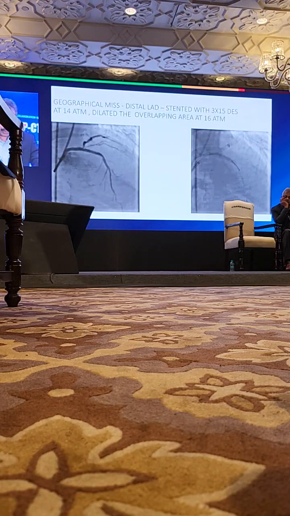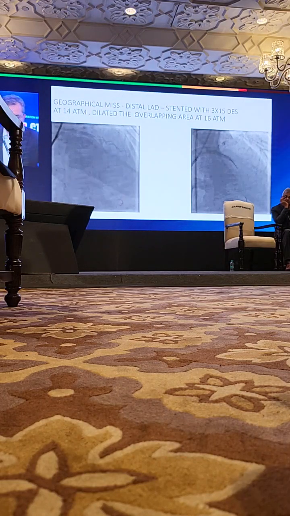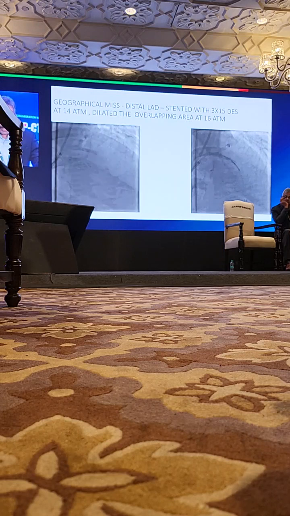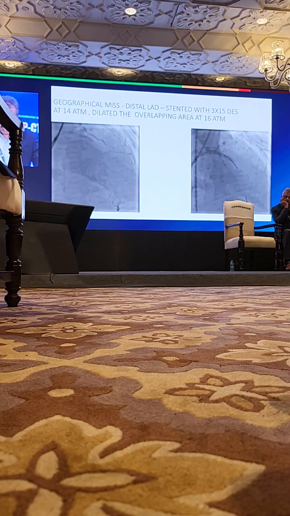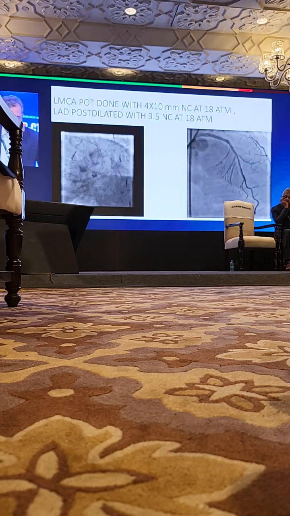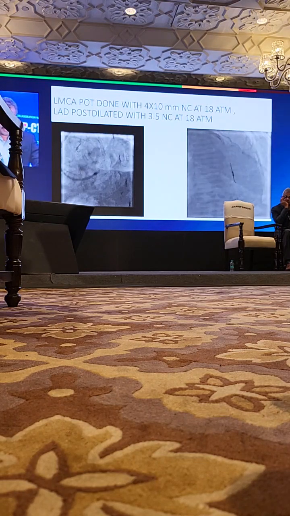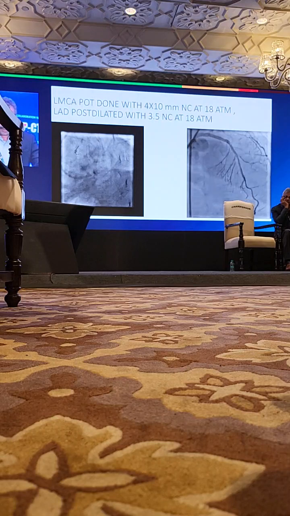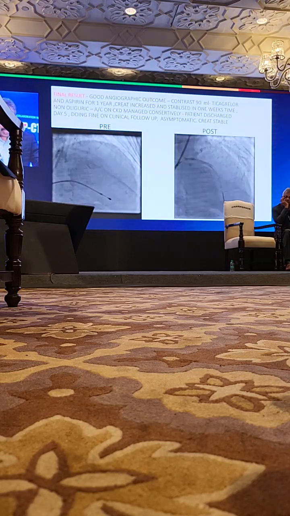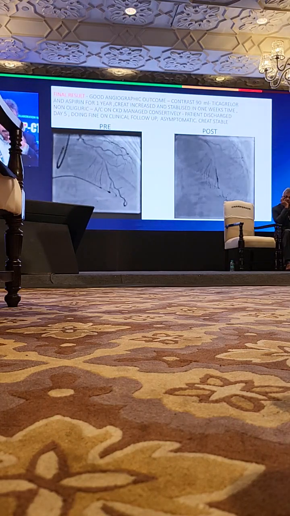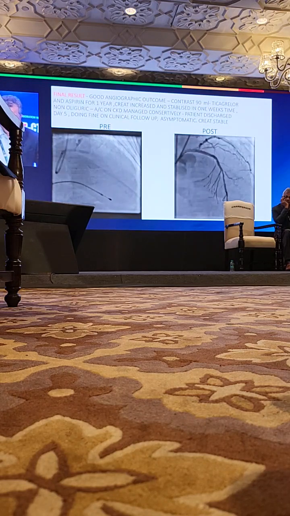The patient improves. There is a geographical miss of the distal LAD, which is treated with a 3.0 by 15 drug-eluting stent at 14 atmospheres, and we dilate the overlapping segment. And we do the final formalities. We do an LMCA POT with a 4.0 by 10 balloon. The LAD is adequately post-dilated with a 3.5 non-compliant balloon at 18 atmospheres. And this is the final angiographic outcome. About 90 ml of contrast needed to be used despite the patient being CKD.